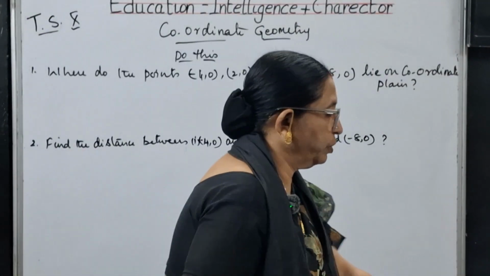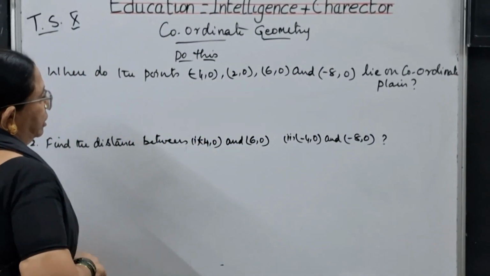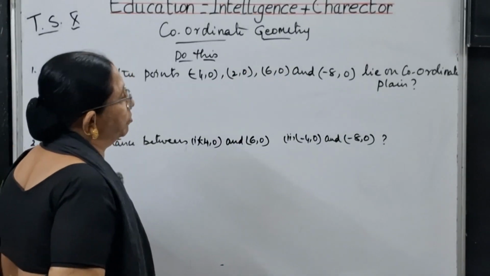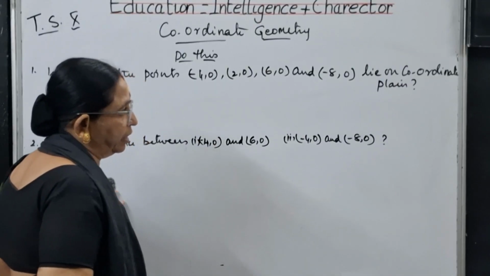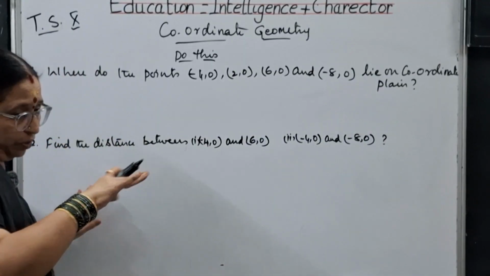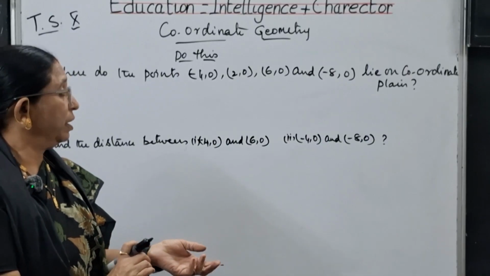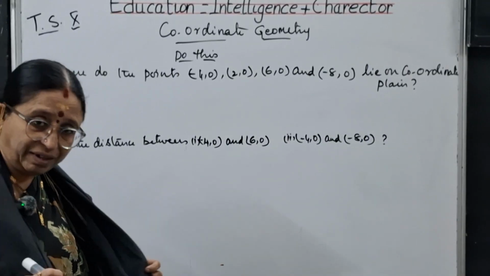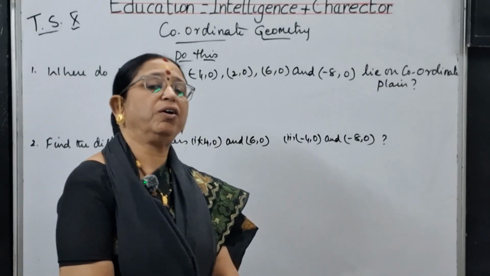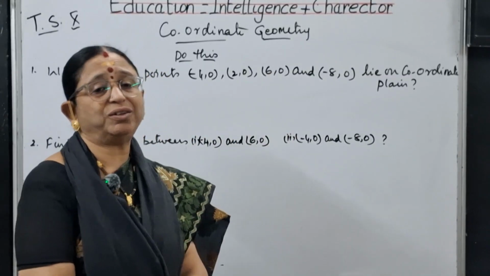Now let us do these sums, children, which are there in your textbook. Immediately after the introduction, you have got this. Where do the points minus 4, 0, 2, 0, 6, 0, minus 8, 0 lie on the coordinate plane? Coordinate plane means you are drawing the x and y axes. So here, as I have explained just now, observe the coordinates given on the x-axis and on the y-axis. On the x-axis you have got certain numbers, but the coordinates given on the y-axis are zeros only.